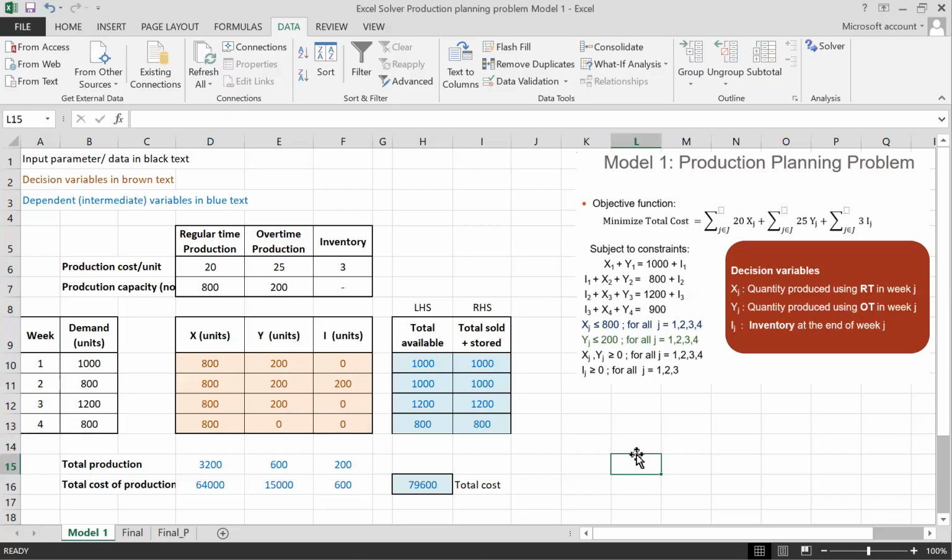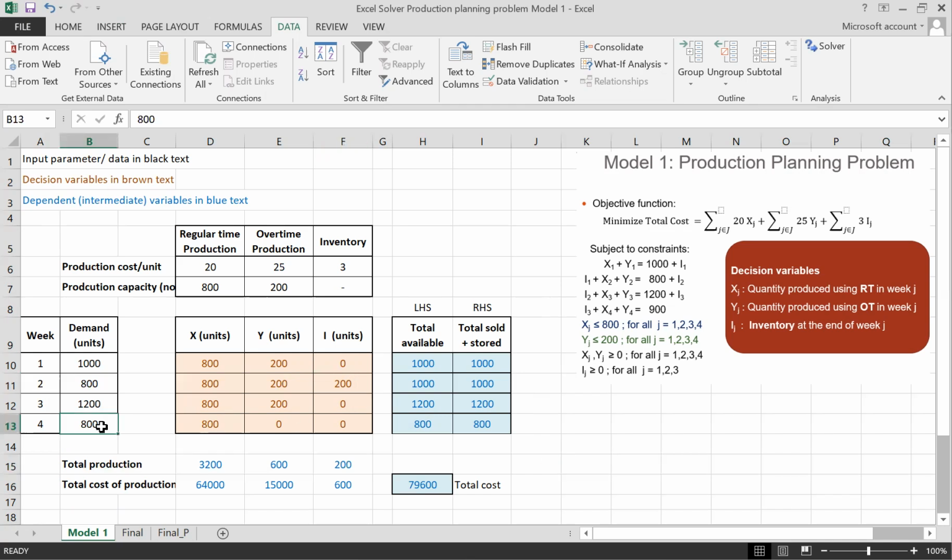Okay, so this is our optimal solution, and this is our production plan that we are going to follow every week. We are going to produce at the full capacity of our regular time. Overtime we are going to use only in the first three weeks, not in the fourth week. We have some inventory only in the second week. And the corresponding total production cost for this four-week planning horizon is 79,600 rupees.